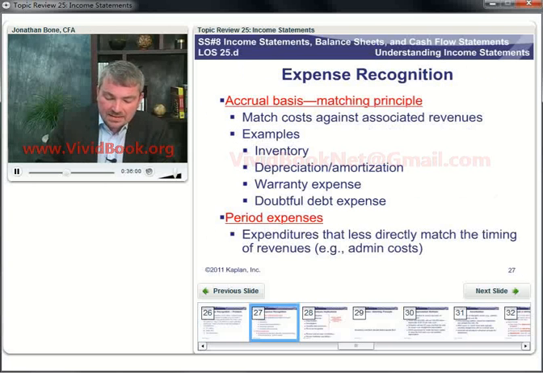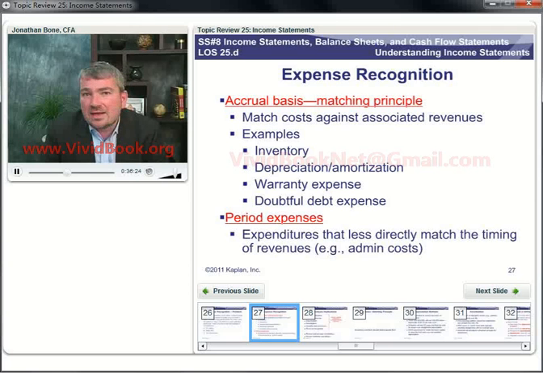Our next LOS asks us to describe the principles behind expense recognition. Here we're going to look at particularly the accruals method of recording expenses. Now, essentially, if you incur a cost that's going to generate revenues or is related to revenues, then we apply the matching principles and match the cost against the revenues generated.